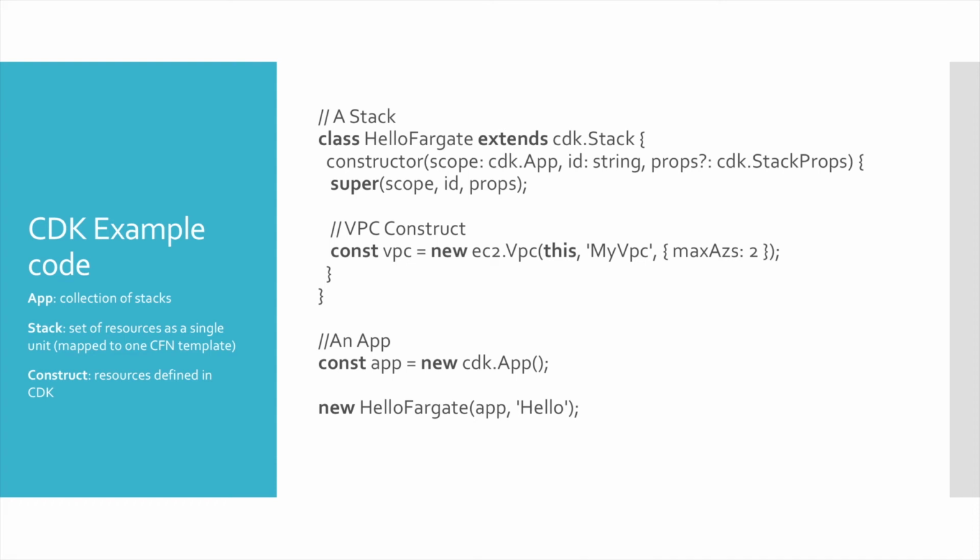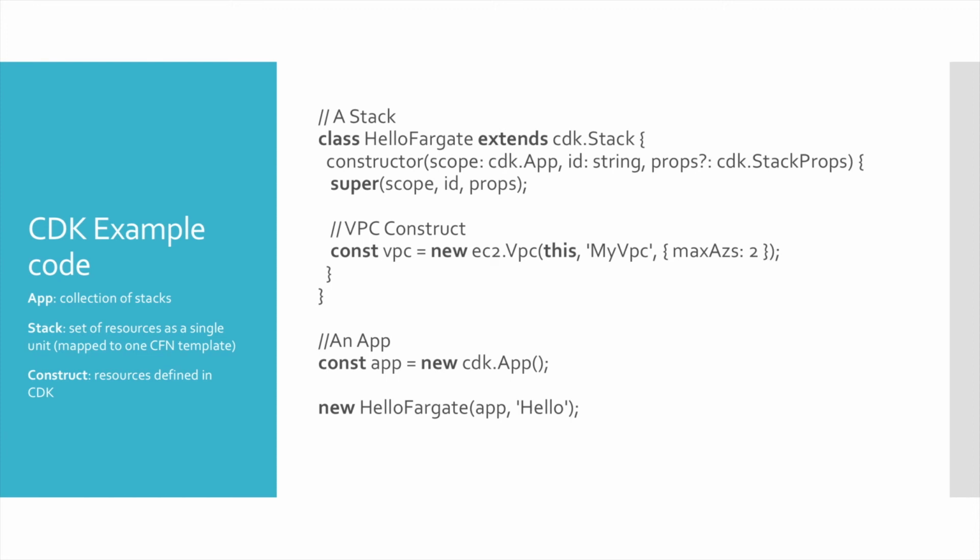In the CDK, we have 3 main concepts. One is the app. It's a collection of stacks. A stack is a set of resources as a single unit, and each stack can be mapped to one CloudFormation template. And each stack contains several constructs, and each construct is a resource defined in the CDK.